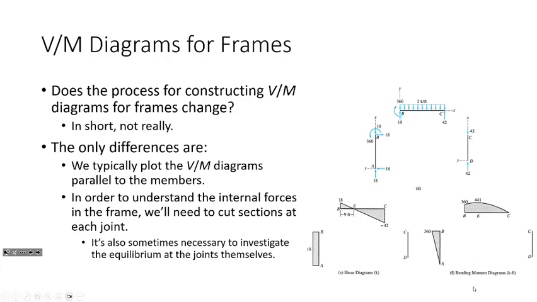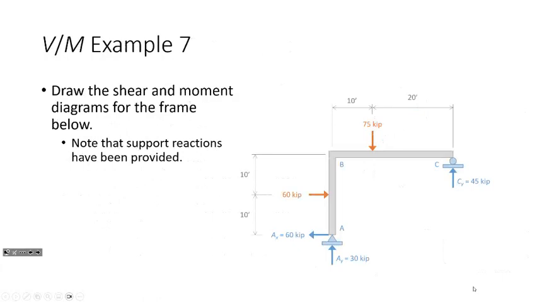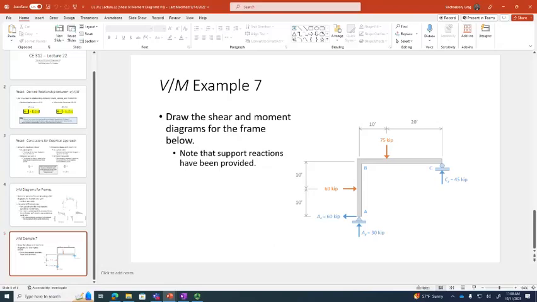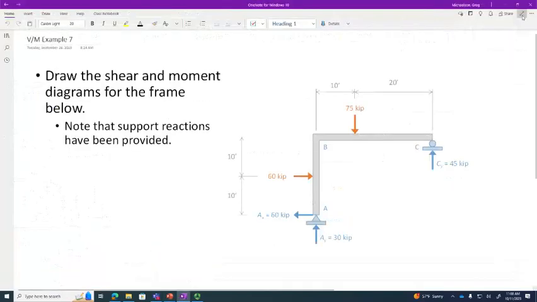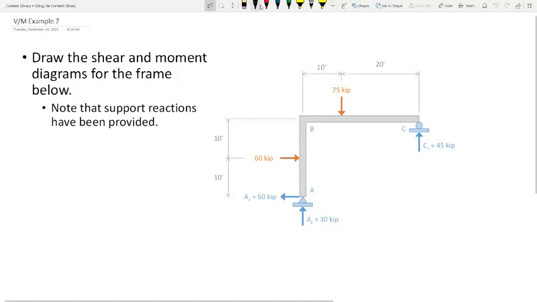That's not to say that you shouldn't understand how to investigate it, and there are some unique examples where you might have to, but if you can do what we've been doing so far, this isn't really too much of a big ask. It's just equilibrium like we've been doing this whole time. So to illustrate, I want to go through an example. We're just looking at a two-member frame. My philosophy is that if you can construct shear and moment diagrams for two-member frames, you can construct them for n-member frames. It's all kind of the same thing.